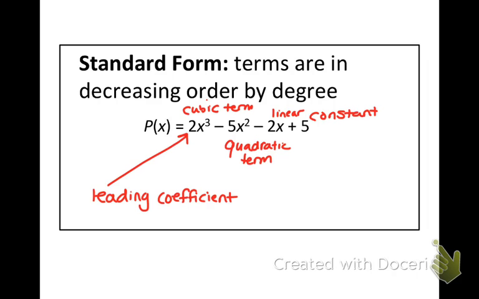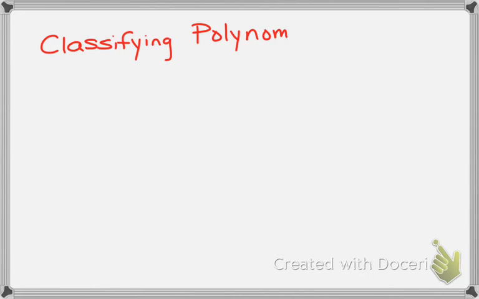All right, so now let's make a list of ways to classify polynomials. If you are asked to classify a polynomial, you are going to be asked to state what type of degree it has and what type of term it has.